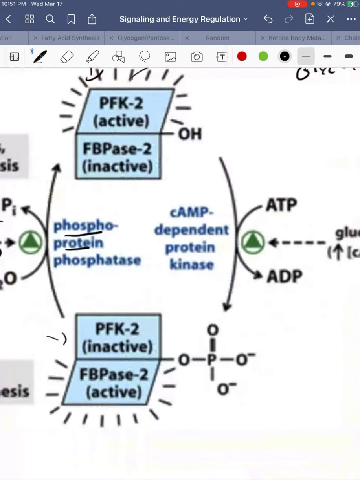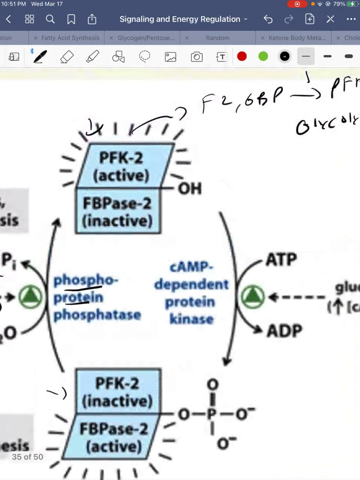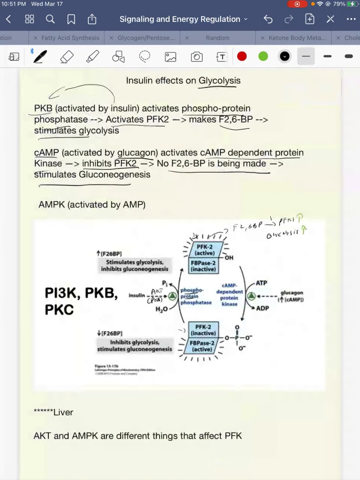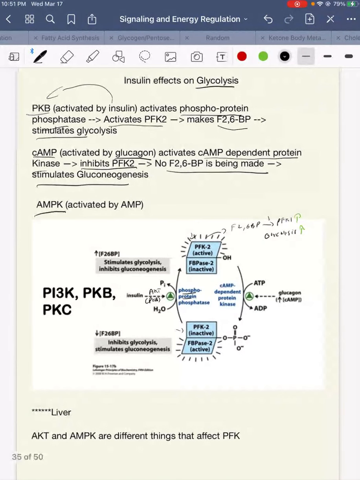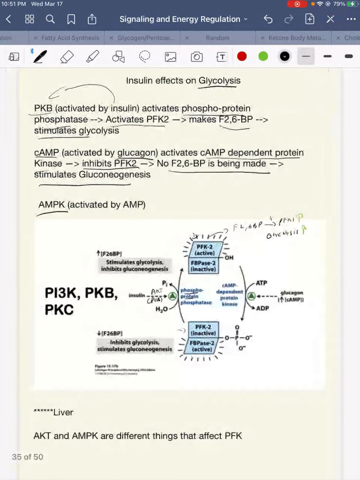So if we look here, phosphoprotein phosphatase puts PFK2 in the active state, and then cyclic AMP dependent protein kinase puts PFK2 in the inactive state. So it does the opposite of the other one. And it kind of makes sense because you want glucagon and insulin to do the opposite things. This is different from AMPK and how AMPK acts on PFK2. So we already talked about how PFK2 activates. AMPK activates PFK2. So this is different from it.